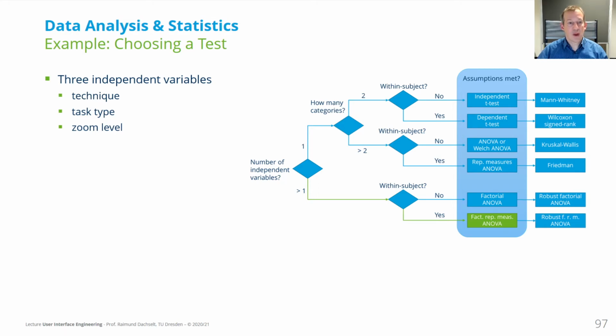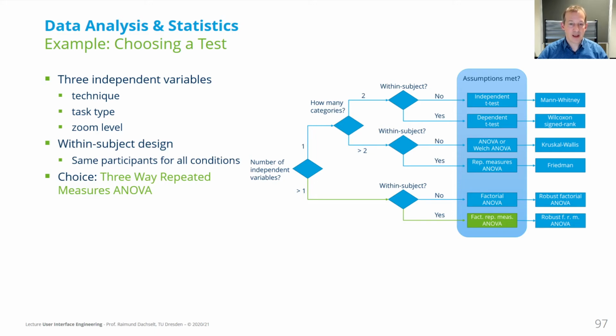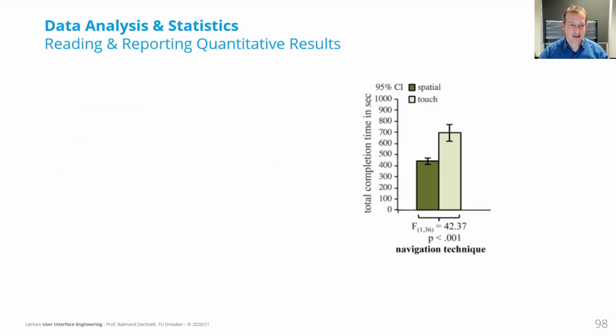That means we had 3 independent variables. It was the interaction technique, the task type as I mentioned, and also the zoom level. I just didn't have it in mind. So how far do you have to zoom? Do you have to zoom at all or not? That was the question. So basically we chose that part here, and since it was within subject and everybody was testing each condition, we had a factorial repeated measures ANOVA, or 3-way repeated measures ANOVA to be more precise. And that's a kind of diagram, this decision tree, which helps you to find the appropriate tests.